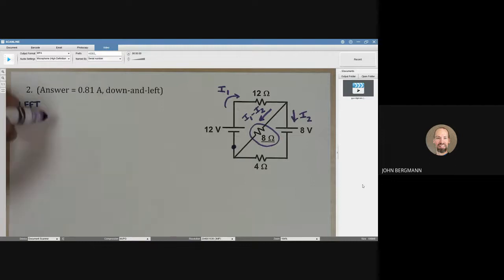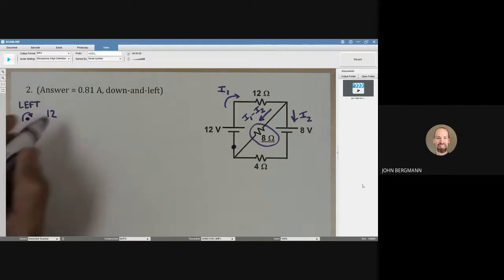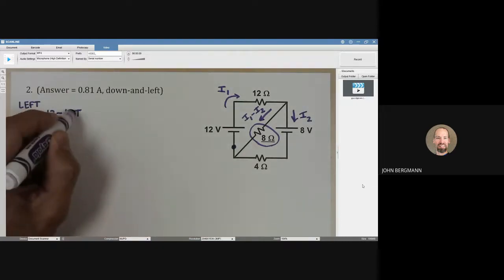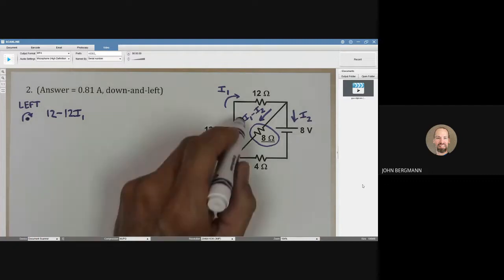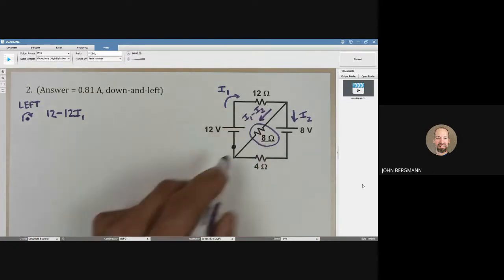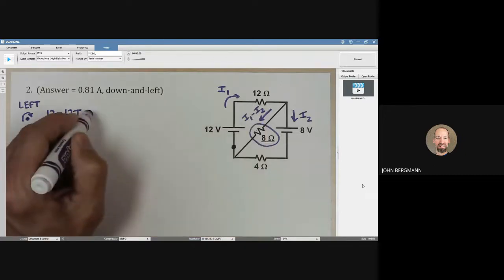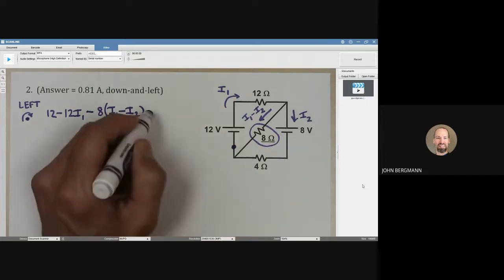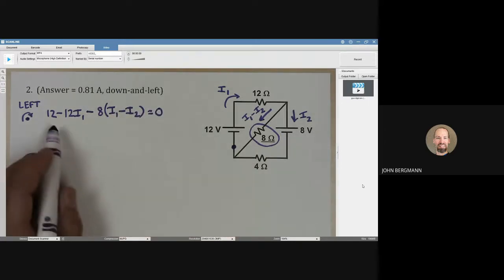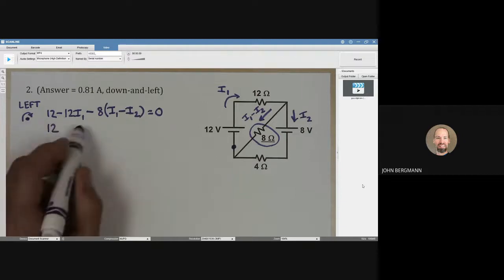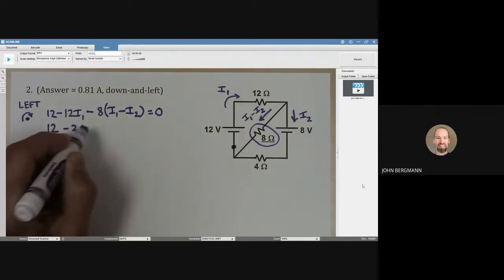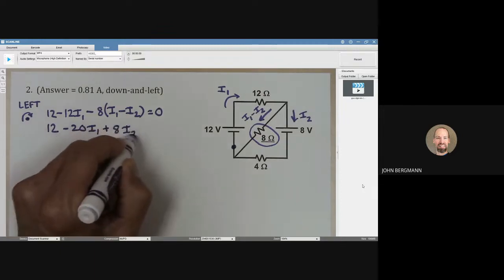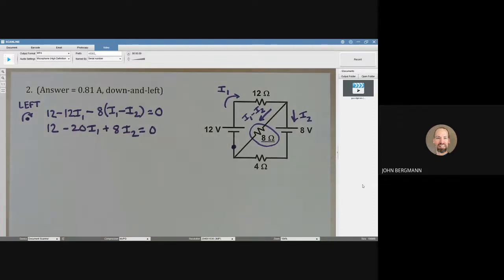The first thing I run into is this 12-volt battery, and then because we're traveling in the same direction as our assumed current, we go minus IR. We're going just around the left loop here, so we're traveling in the same direction as our assumed current, so we go minus IR. And now we're back to our dot, 0. Let's simplify this. I'm seeing a 12 here, and then a total of negative 20 I1, and then positive 8 I2, and that equals 0. So that's one loop equation.